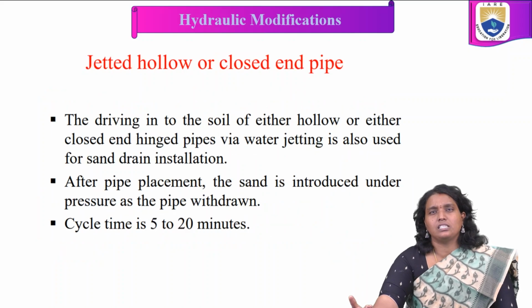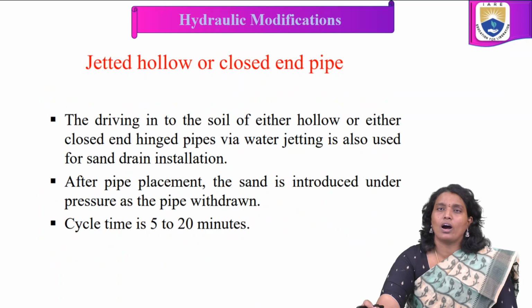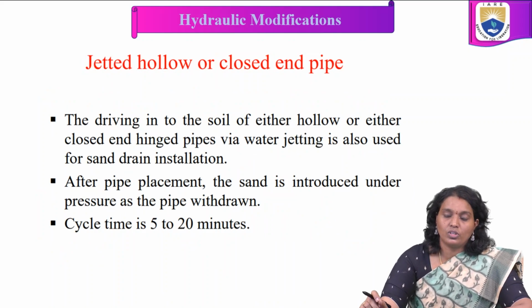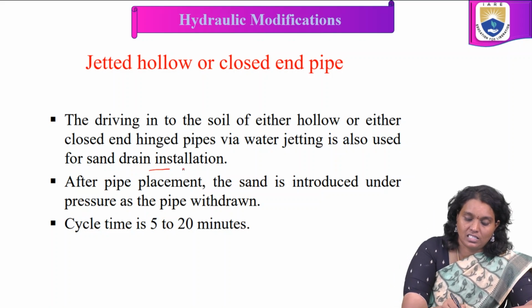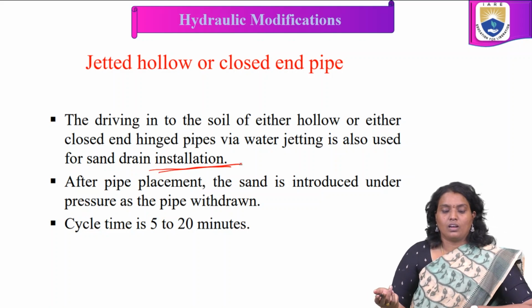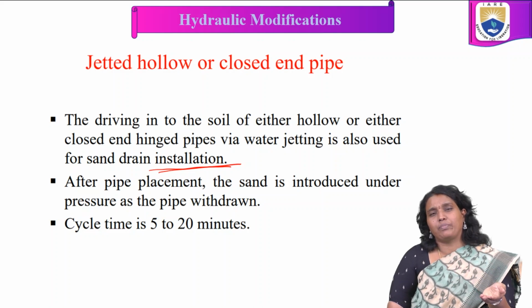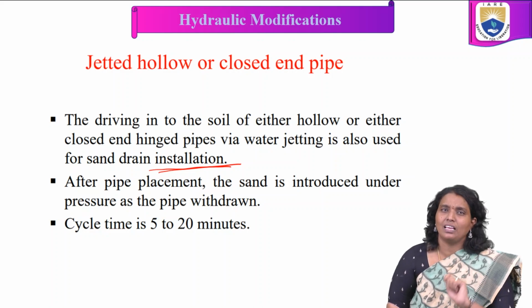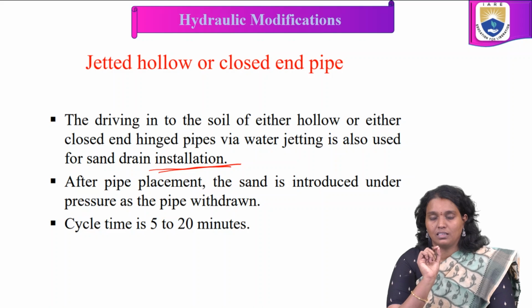The next installation method is the jetted hollow or closed end pipe. In this, driving into the soil of either hollow or closed end hinged pipes via water jetting is also used for sand drain installation. As we saw in the previous installation method, water jetting is also used here.